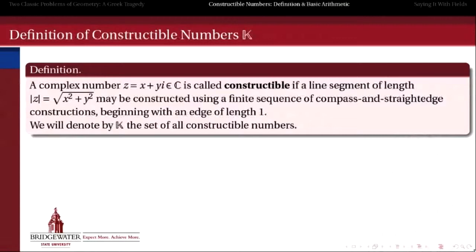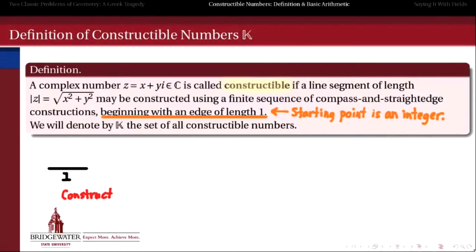Here's what it's going to mean for a number to be constructible. First of all, the constructible numbers we talk about are going to, first and foremost, be complex numbers. They're going to live in the complex plane. And we call a complex number constructible if we can start with a line segment whose length is equal to 1. So we declare that that starting line segment is equal to 1 length. And then using only a compass and a straight edge, construct that number in the complex plane, beginning with our edge of length 1.